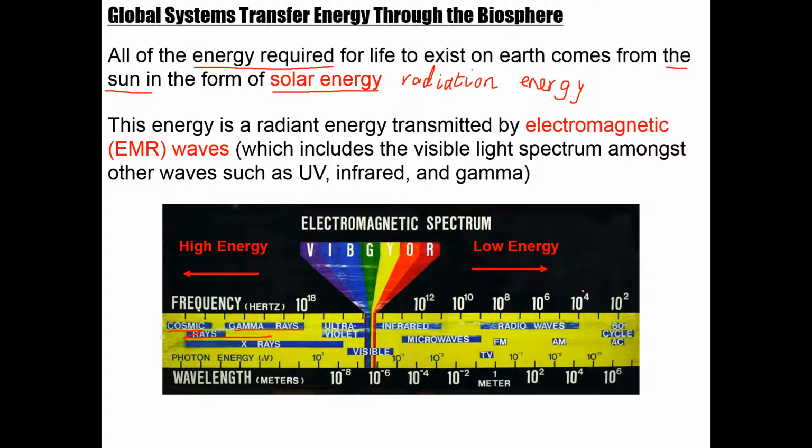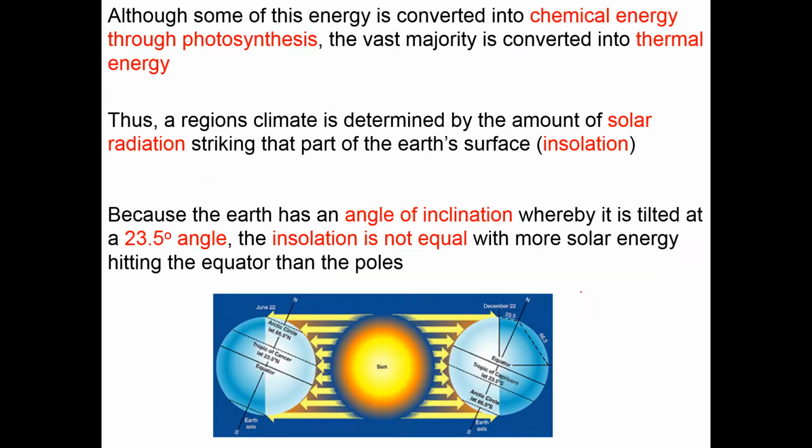So they're basically light, so they all travel at the speed of light, and that energy from the sun travels to here at the speed of light, just reminding you, and eventually reaches us. Some of the energy, of course, is converted to chemical energy through photosynthesis. We know that, but the vast majority of it is actually converted into thermal energy within our biosphere, not just the atmosphere, our biosphere as a whole.